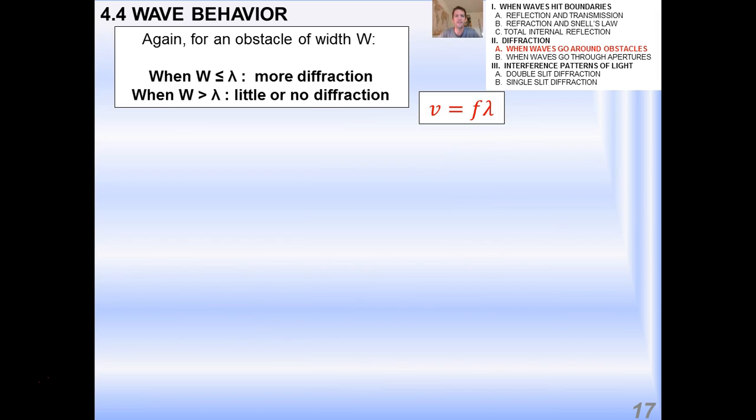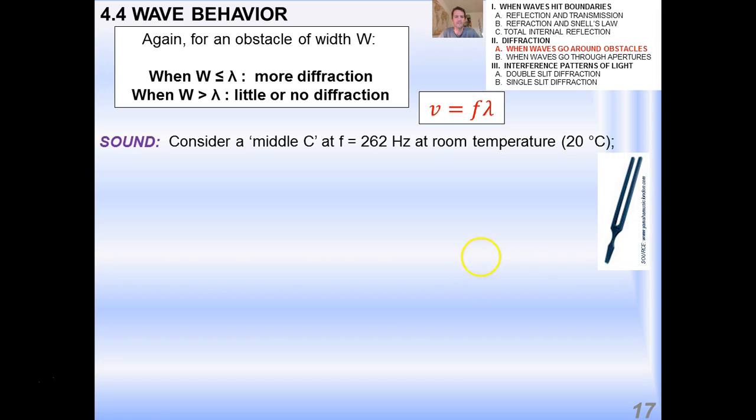Okay, so again, for an obstacle of width W, when the width is on the order of the wavelength, there's more diffraction. When it's much, much greater, there's little or no diffraction. So for example, consider sound. If you have a middle C, the frequency of sound is 262 hertz. And if we consider it at room temperature, where the speed is about 343 meters per second, the wavelength of a typical sound wave is on the order of about 1 meter.